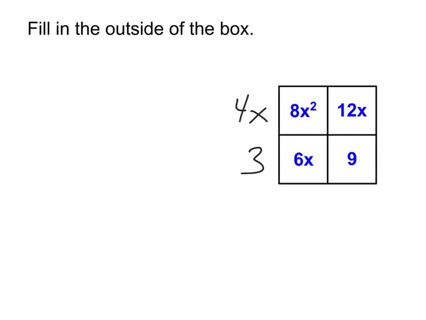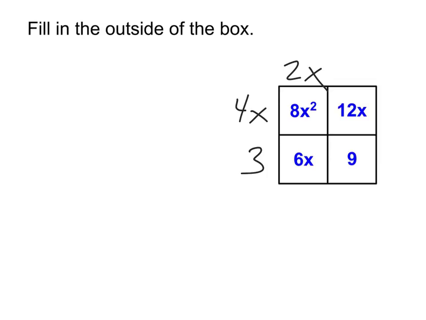So we can go ahead and do 4x times what gives me 8x squared? Gotta be 2x, yeah. And so that gives me 2x, and then we can check ourselves. Does 2x times 3 give me 6x? Yes, it does, so that's good. That means we're on the right track.